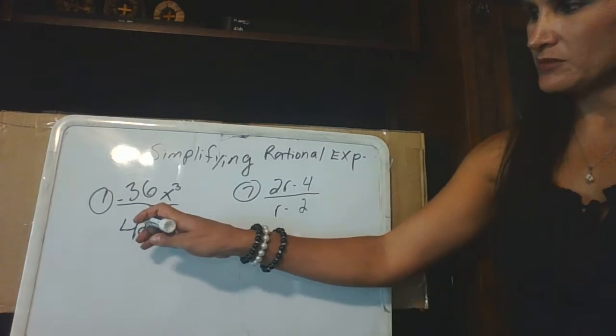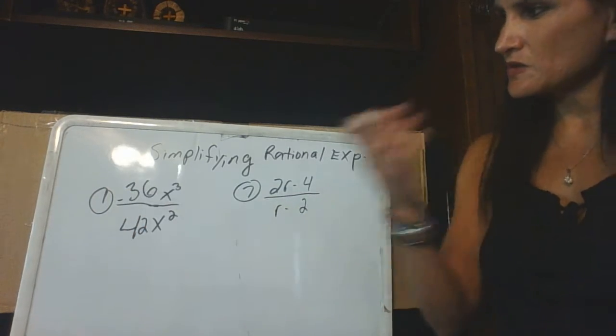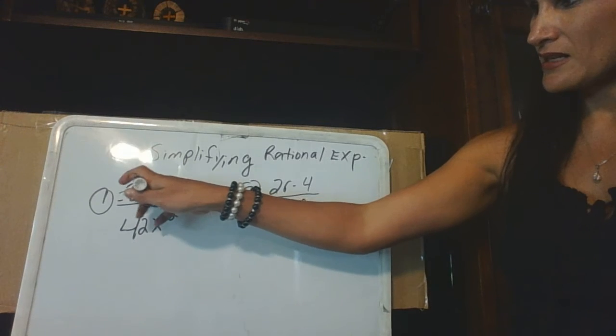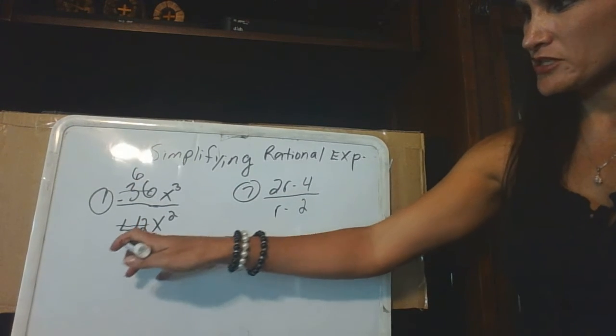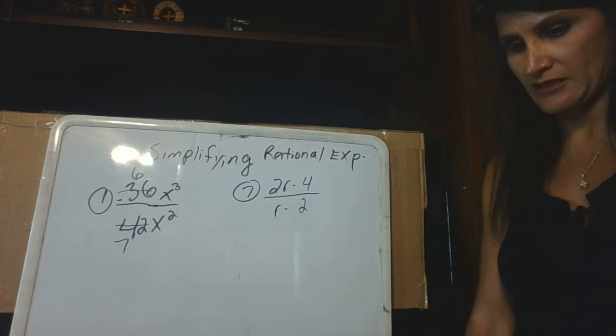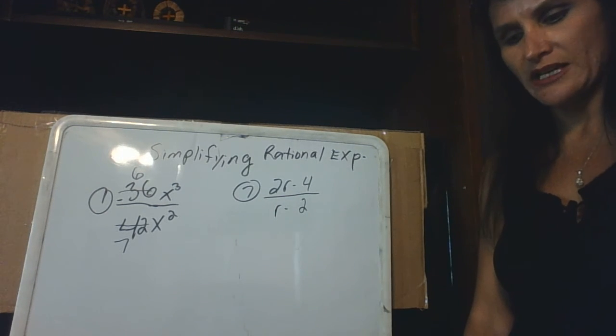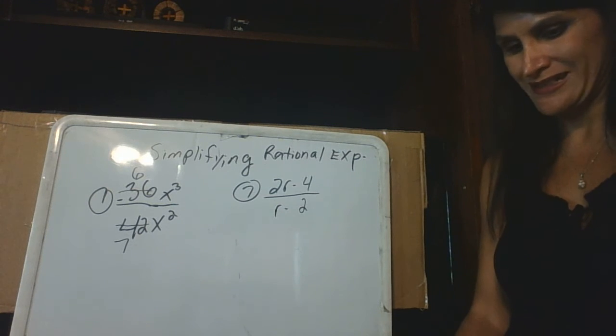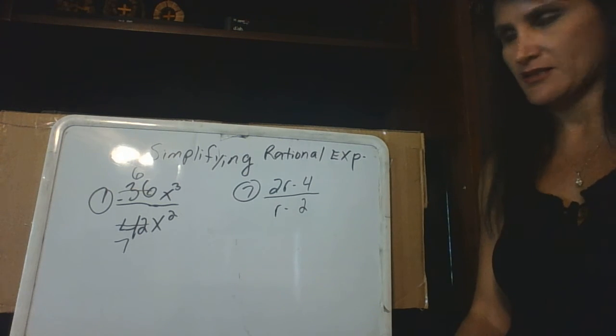So 6 goes into 36 6 times, and 6 goes into 42 7 times. So I simply reduced it. That's all I did. Now this does not tell me that my exponents have to be positive or negative, so you don't have to move the exponents. It does not require you to do that. It does not say that.